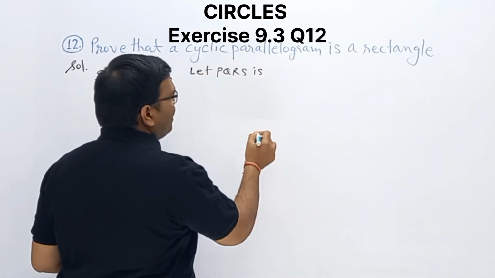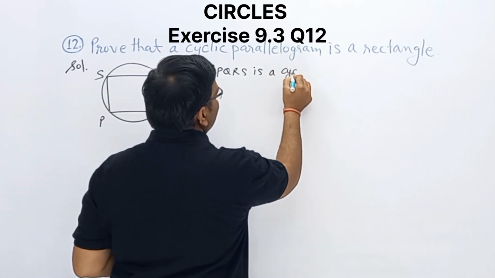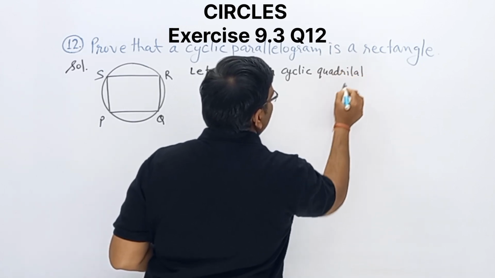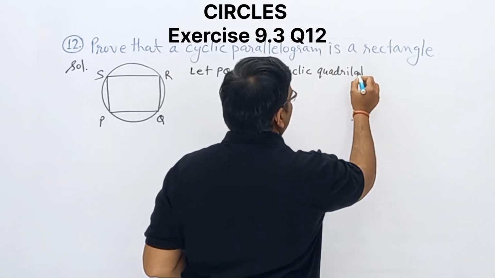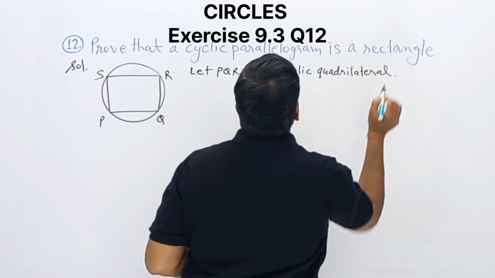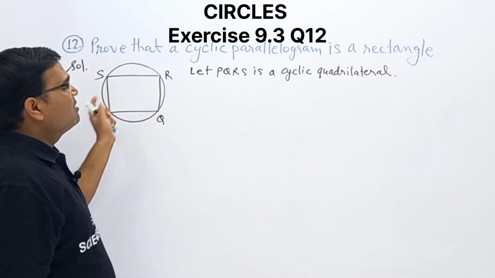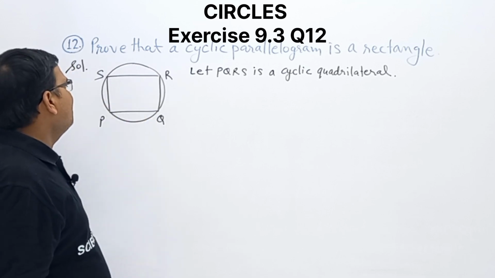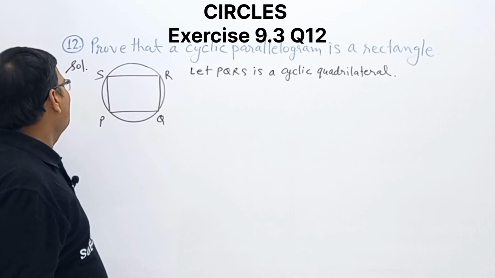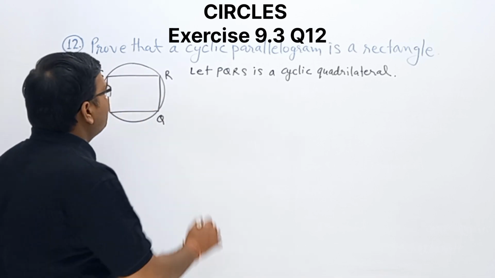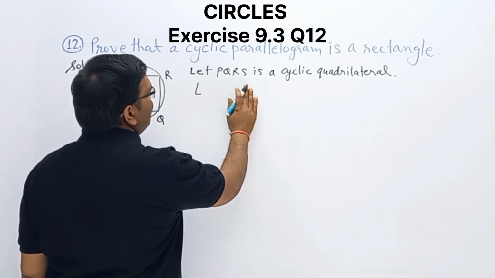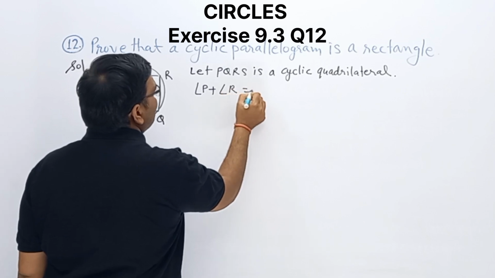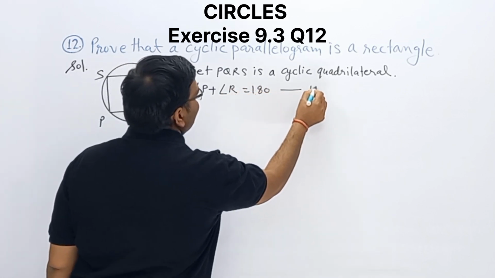PQRS is a cyclic quadrilateral. Let PQRS be a cyclic quadrilateral. Once we assume this, then the sum of opposite angles will be what? In a cyclic quadrilateral, the sum of opposite angles, angle P plus angle R, equals 180 degrees. I am taking this as equation number 1.